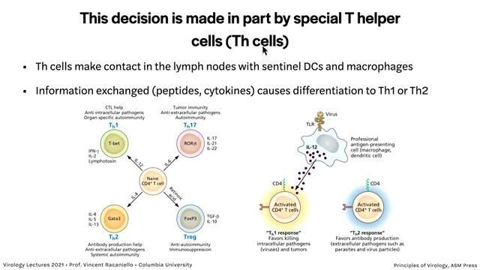Remember, the T helpers are contacting the sentinels. They're looking at the peptides that are presented. So the Th make contact in the lymph nodes. And then they produce cytokines, and the nature of those cytokines, together with the peptides that are being sensed, can cause differentiation into either Th1 or Th2 cells. Now remember, Th1 cells are the ones that favor the production of cytotoxic T lymphocytes, and Th2 cells are the ones that favor the production of antibodies.